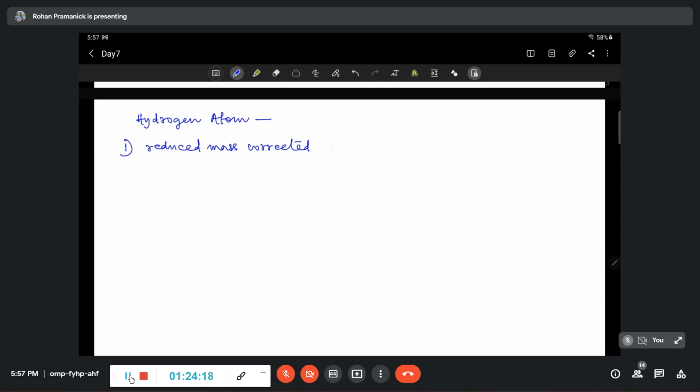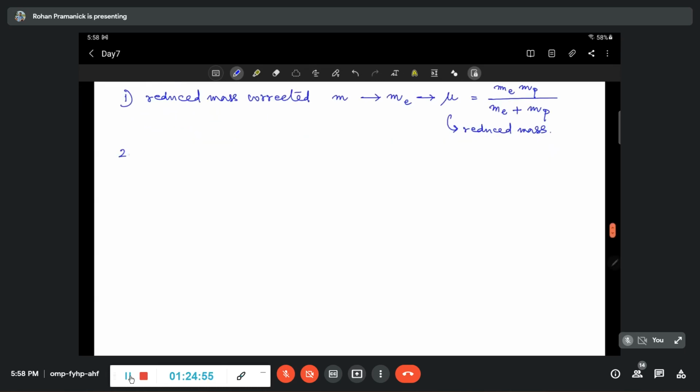So whatever we have written here as m, which is the electron mass, we will replace with mu, where mu is nothing but me mp divided by me plus mp. So this is the reduced mass. This is the first thing we neglected, and it is nothing trivial. We have to replace all the m by mu. That is not so much important.